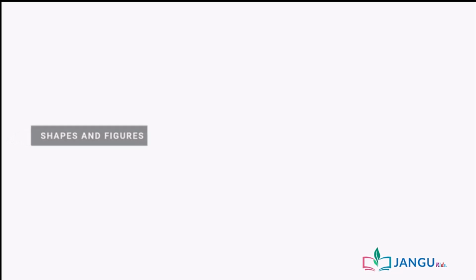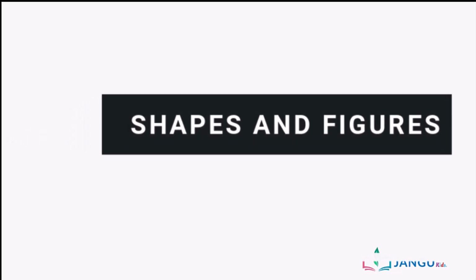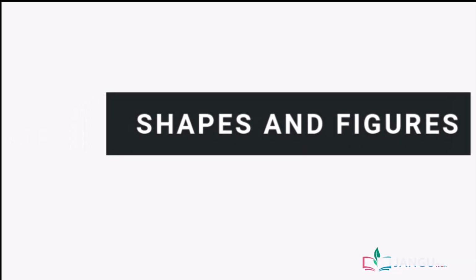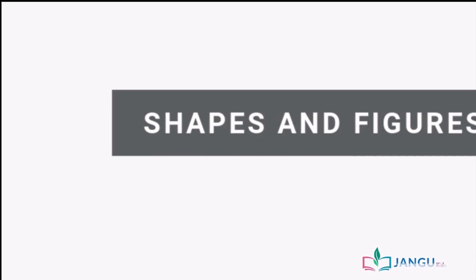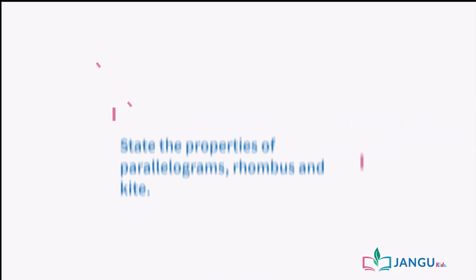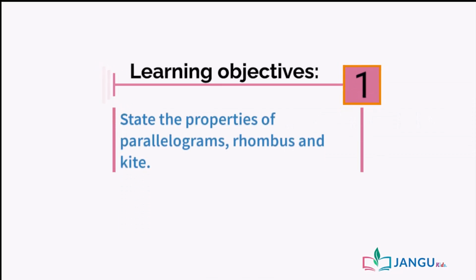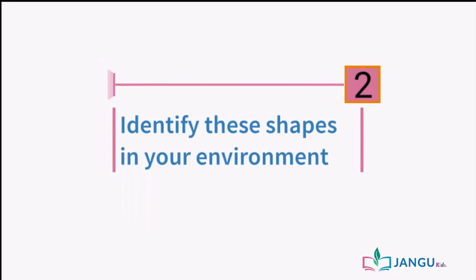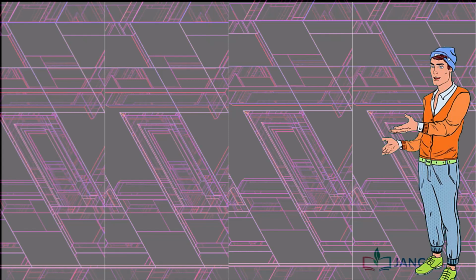This lesson is the first part of a two-part lesson about plane shapes and figures. And by the end of this lesson, you should be able to state the properties of parallelograms, rhombus, and kite, and identify these shapes in your environment. Are you ready? Let's begin.